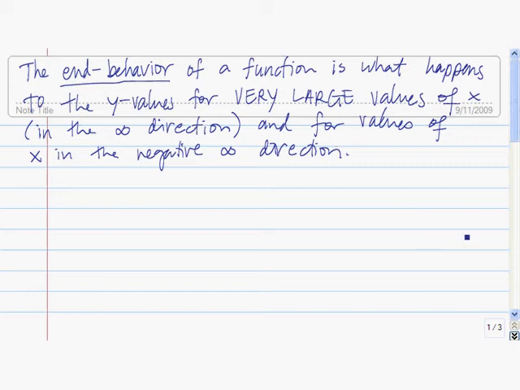The end behavior of a function is what happens to the y values of the function for very large values of x, namely in the infinity direction, and for values of x in the negative infinity direction. Okay, so we're looking at what's happening to the graph in the extreme x directions. Let's take a look at a couple of examples.